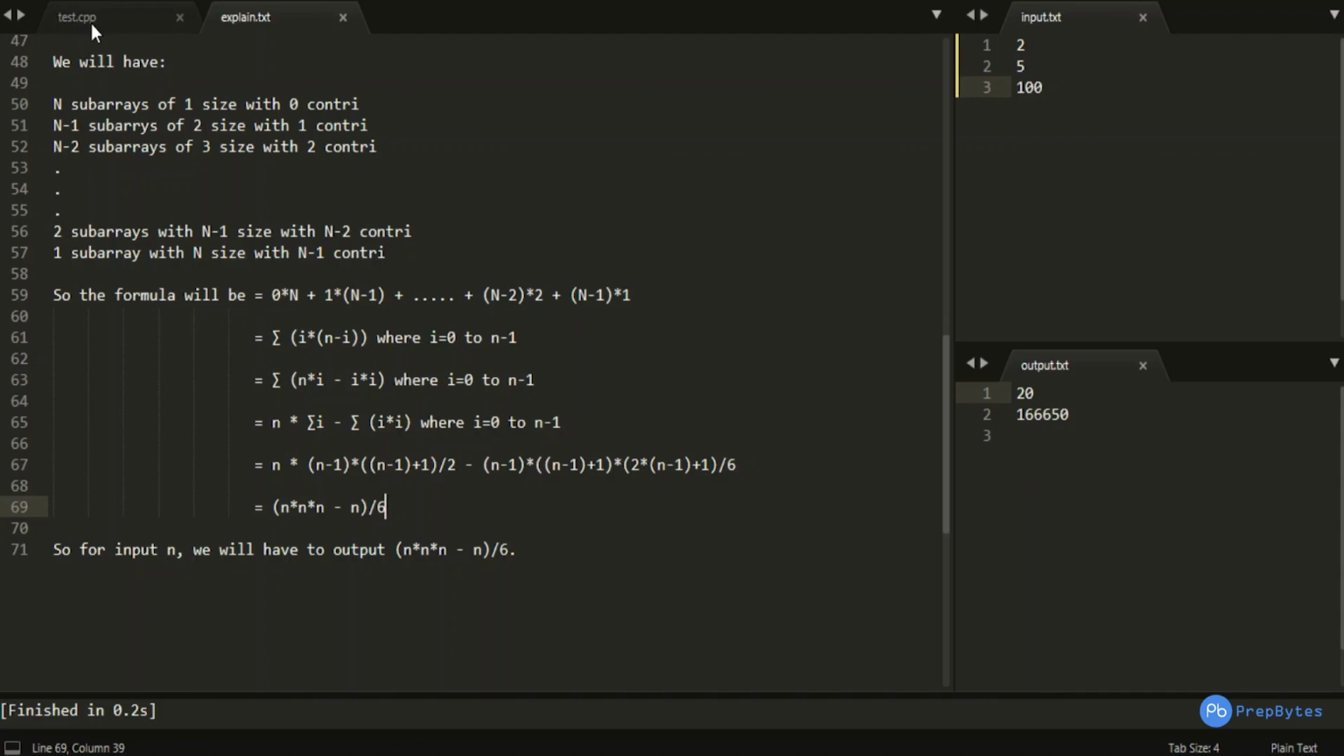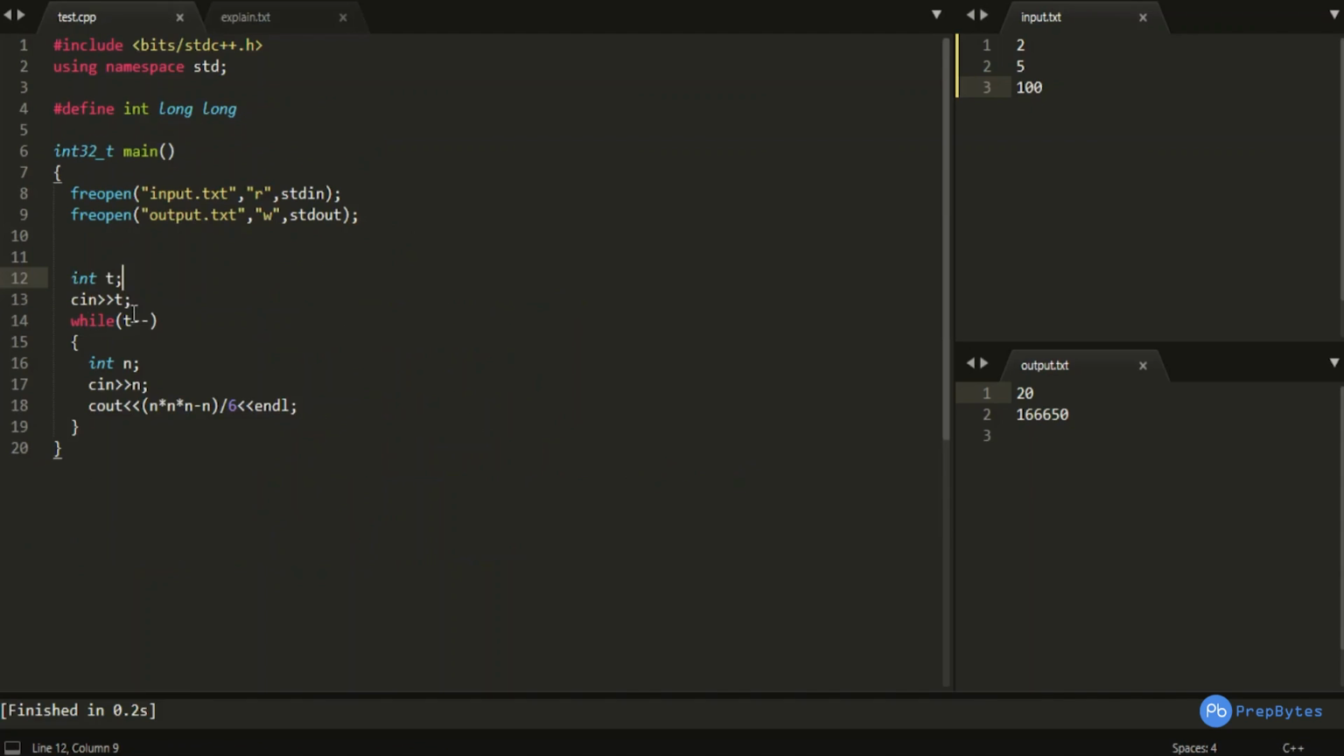Now I will show you the C++ implementation, which is very easy. Here we have taken t as the total number of test cases, and for each test case I am taking n as input, and I am printing n cube minus n by 6 as my output. And I have declared hash define int long so as to take care of the larger numbers.